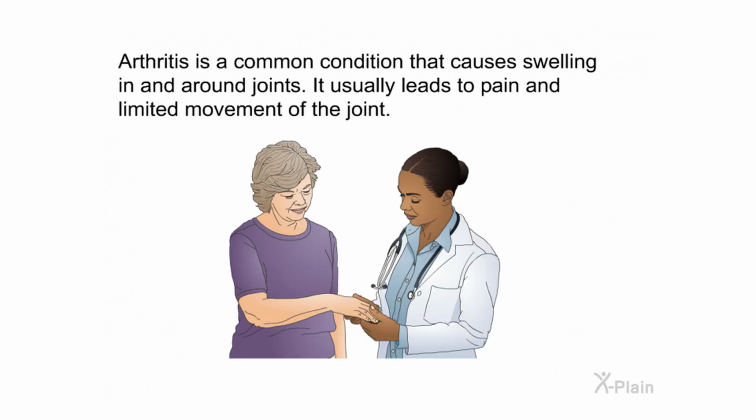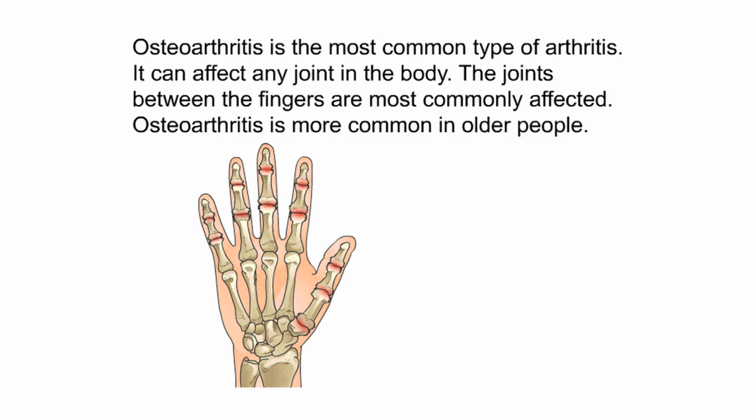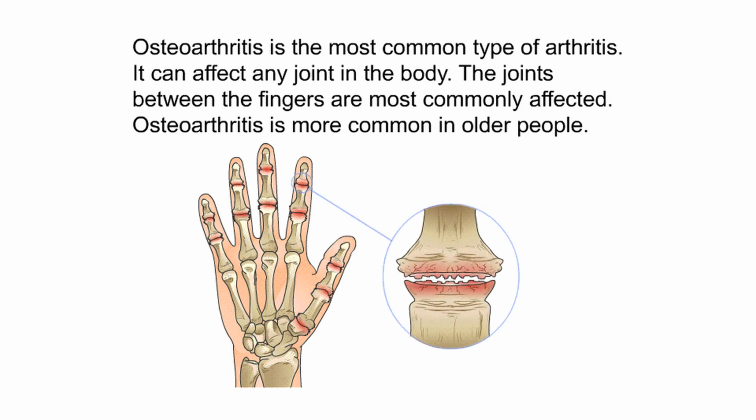Osteoarthritis. Arthritis is a common condition that causes swelling in and around the joints. It usually leads to pain and limited movement of the joint. Osteoarthritis is the most common type of arthritis. It can affect any joint in the body. The joints between the fingers are most commonly affected. Osteoarthritis is more common in older people.